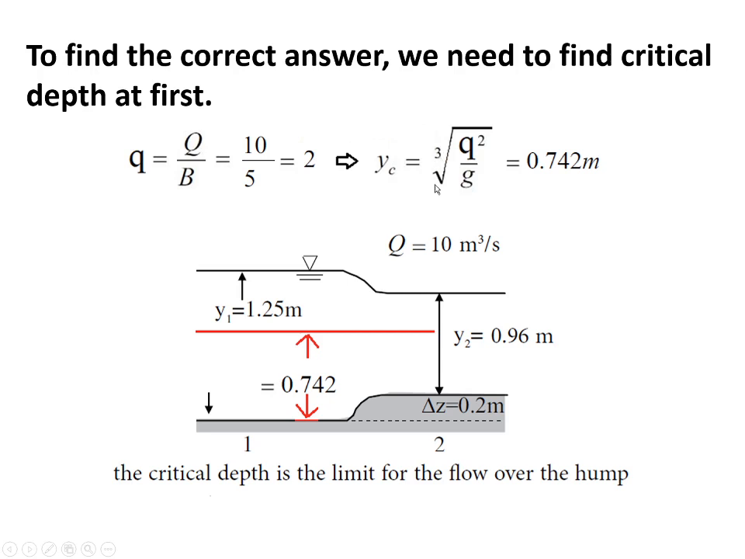You square the cubic root of q square over g. q here should be 2 over 9.81, which will give you the critical depth of flow in this canal equal to 0.74. So at upstream we see that flow depth, which if it is uniform is the normal depth, is above the critical depth. So what do you guess? Which kind of flow regime did we have at upstream?